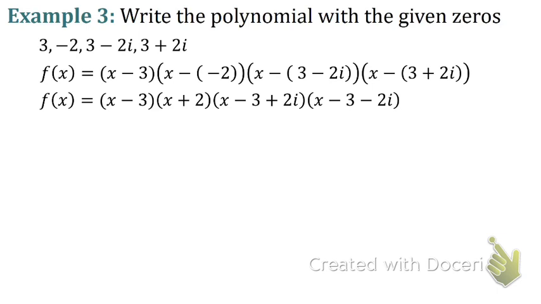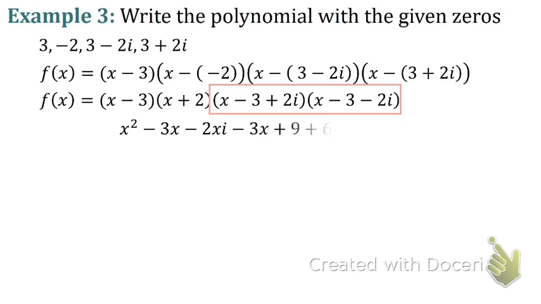Now, guys, here is my piece of advice for you. You are always going to FOIL together, or not really FOIL, distribute your 2 sets of parentheses that have i's in them because something really awesome is going to happen. So x times x is x squared, x times negative 3 is negative 3x, x times negative 2i is negative 2ix, negative 3 times x is negative 3x, negative 3 times negative 3 is a positive 9, negative 3 times a negative 2i is plus 6i, 2i times x is a positive 2ix, 2i times negative 3 is a negative 6i, and 2i times negative 2i is negative 4i squared.